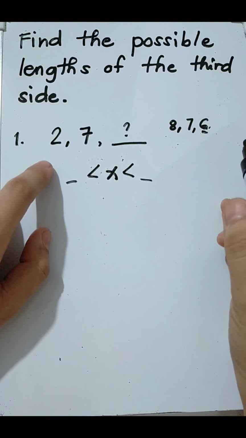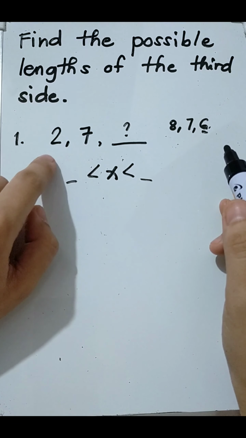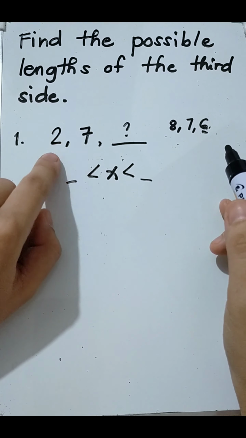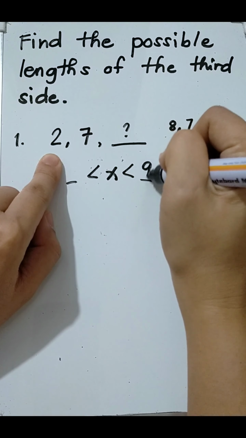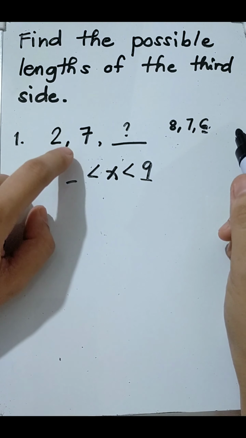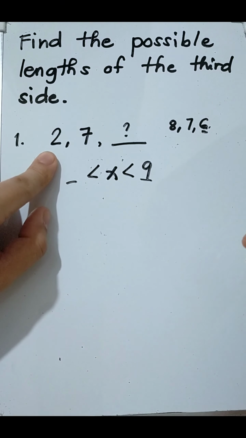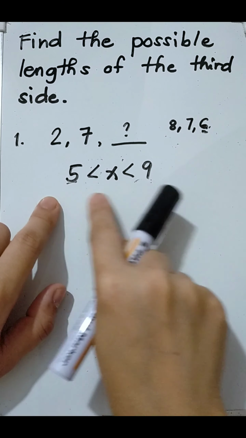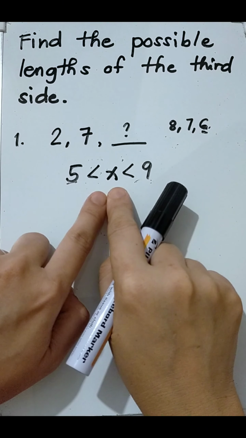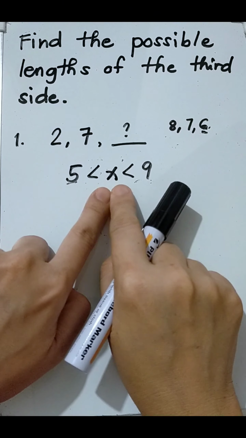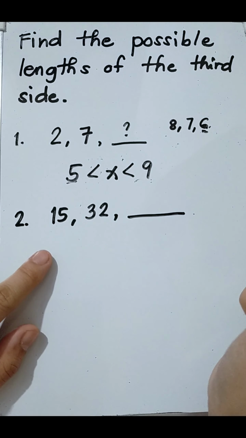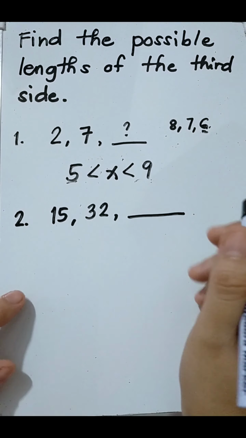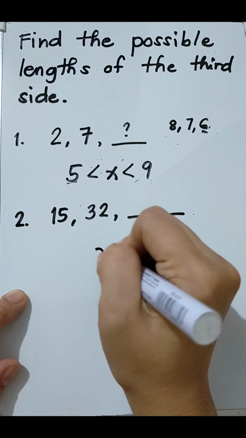Ano gagawin natin? So, 2 plus 7, i-add natin to. 2 plus 7 is equal to 9. And yun lang ang lalagay natin dito, 9. And then we subtract 7 and 2 is equal to 5. So, yun na. Kung i-interpret natin to, yung value ng x should be greater than 5 but less than 9. So, we have 15 and 32. So, mahaba-haba yan kung iisa-isahin natin. So, sa shortcut na tayo.